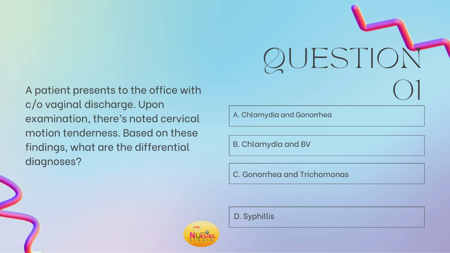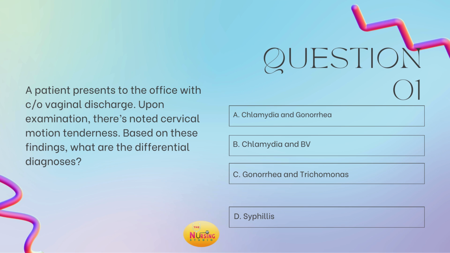Question number one states a patient presents to the office with complaints of vaginal discharge. Upon examination, there's noted cervical motion tenderness. Based on these findings, what are the differential diagnoses? Is it A, chlamydia and gonorrhea, B, chlamydia and bacterial vaginosis, C, gonorrhea and trichomonas, or D, syphilis? Take a moment and tell me what you got in the comments, you guys.